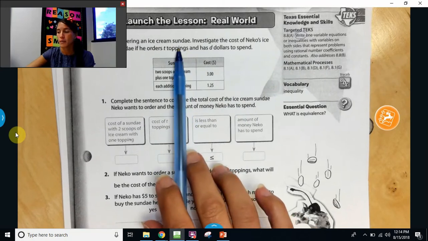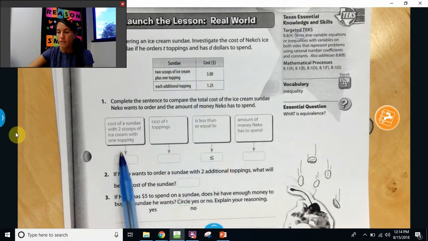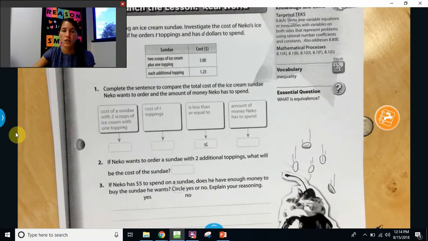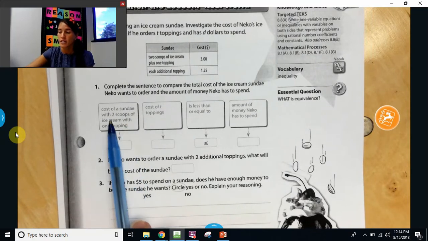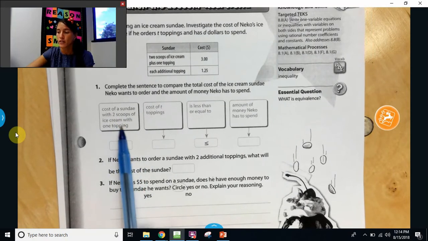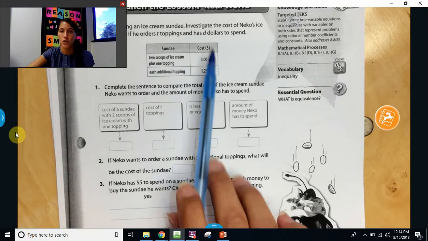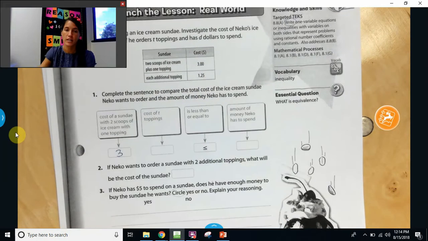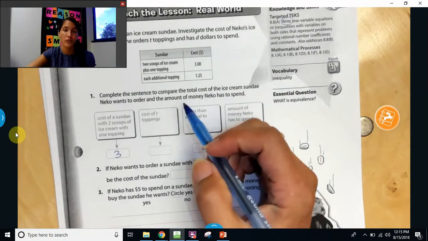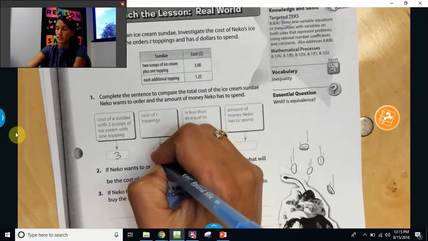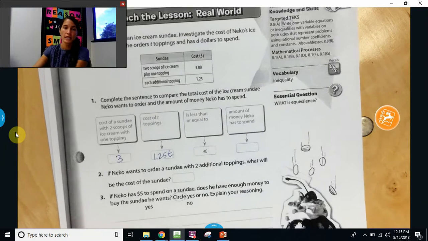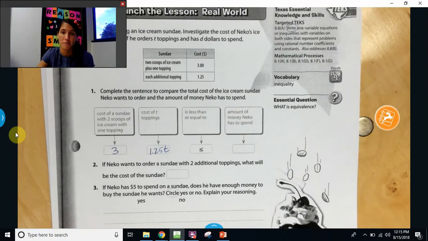So set up here T toppings and D dollars. And we have these little boxes. Now, of course, this is to help guide us through. The cost of a sundae with 2 scoops of ice cream and 1 topping, well, we know from the chart that that is $3. Just came from the chart. The cost of T toppings. Well, every topping is $1.25, but we don't know T toppings, so that's going to be $1.25 times T, depending on how many toppings we get.